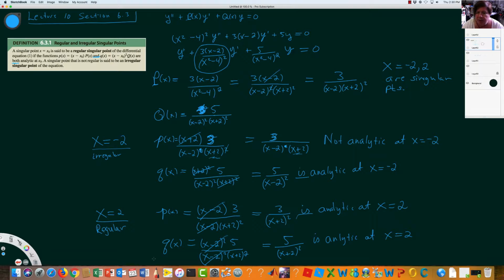So what we're going to do now is look at how to solve these equations using series solutions, where we're expanding around a regular singular point. And again, we're only going to use the singular point x equals 0, and we assume, or test, that it's regular.